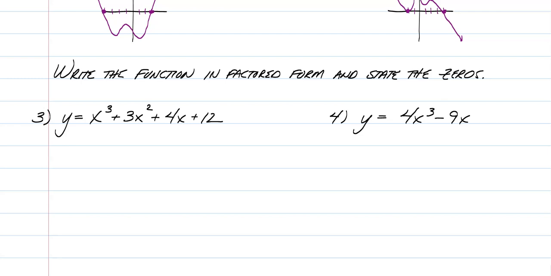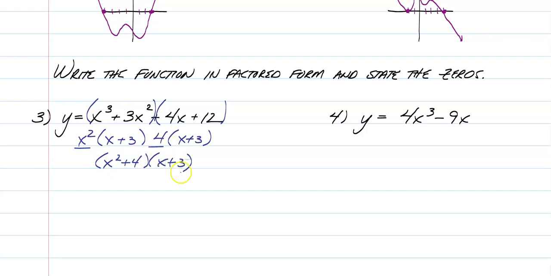Okay, so when you have 4 terms, all of different exponents, what you want to try first is grouping. So to group, all we have to do is factor out our GCF of x squared, leaving us with x plus 3. Factor out our 4, leaving us with x plus 3. And then you put your GCFs together. You have x squared plus 4 and x plus 3. And that is your factored form.